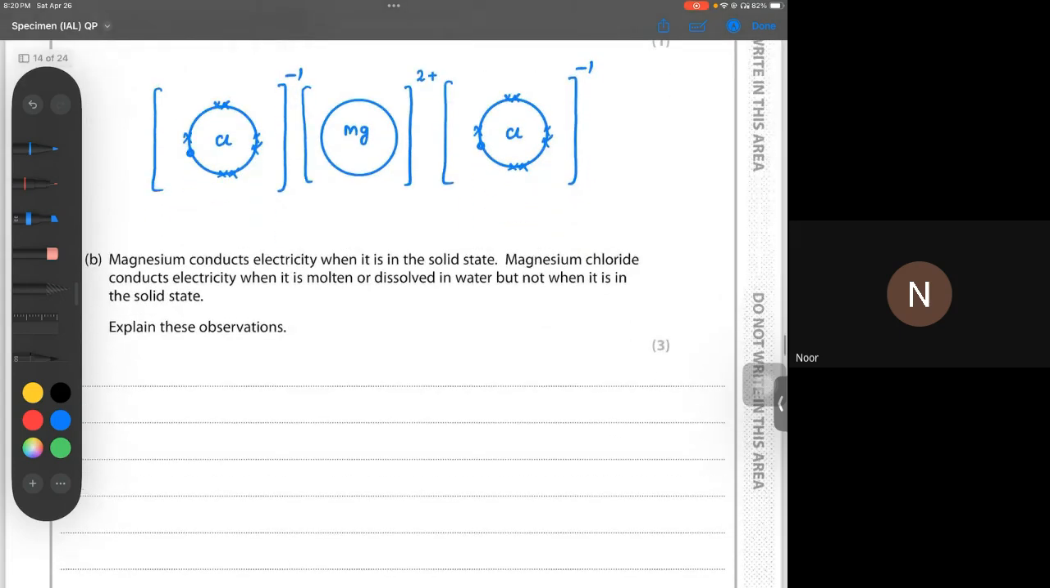Magnesium conducts electricity when it is in the solid state. Magnesium chloride conducts electricity when it is molten or dissolved in water, but not when it is in the solid state. This is of 3 marks. What you would be writing in this answer?